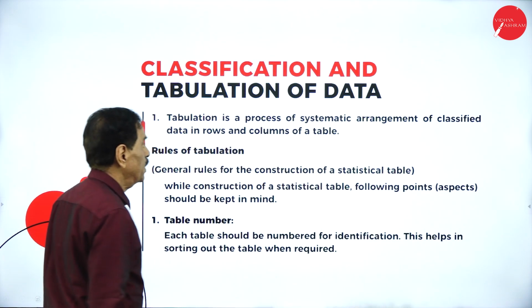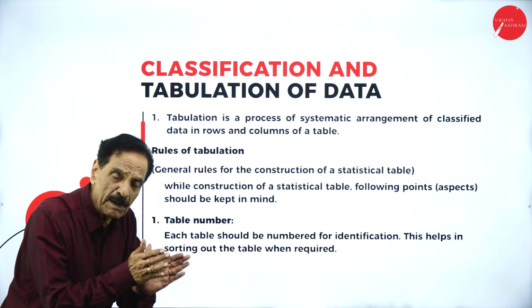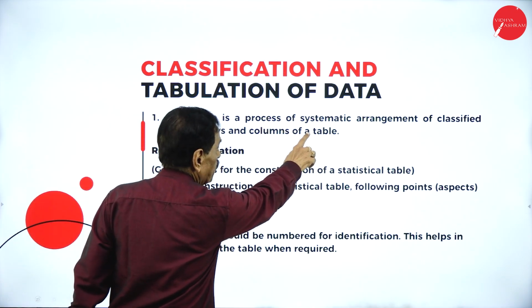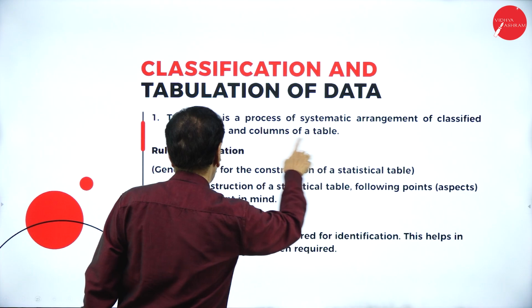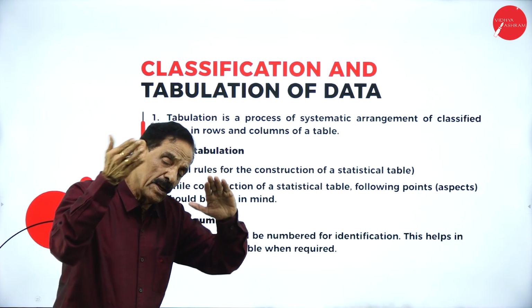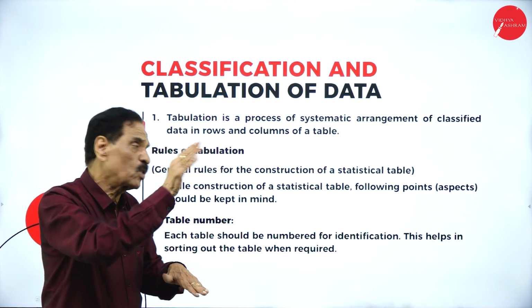Classification and tabulation of data. First, I am going to explain what tabulation is and how to classify it. Tabulation is a process of systematic arrangement of classified data in rows and columns. Whatever the items are, they should be arranged according to rows and columns.